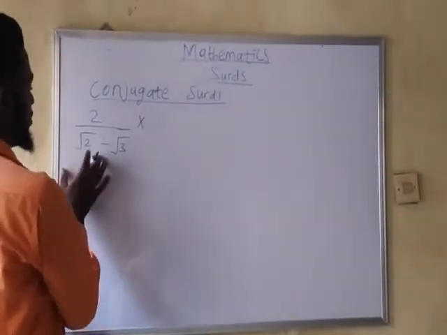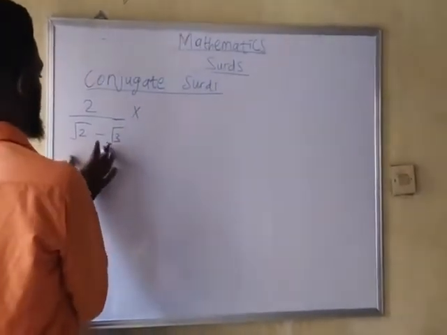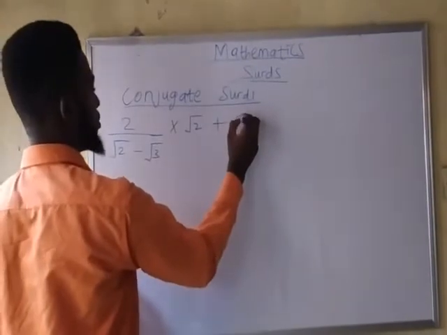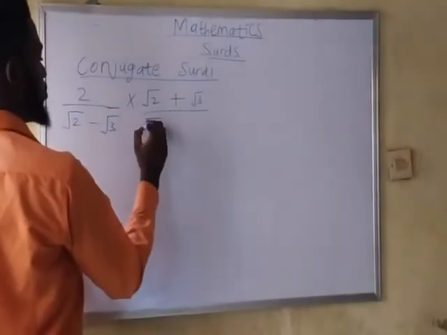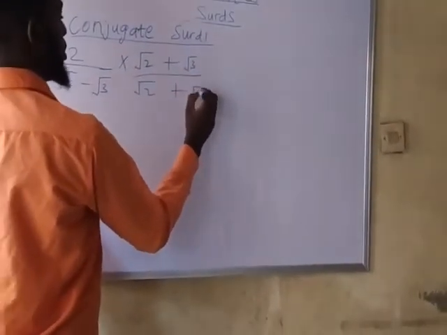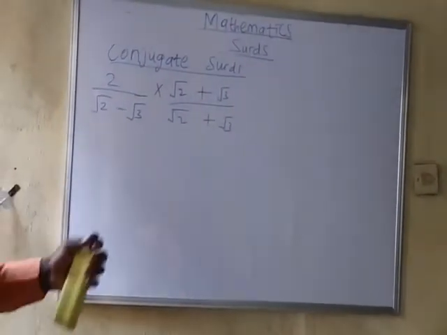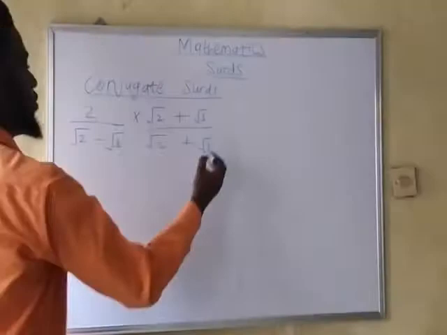So if we take the conjugate of this surd, the conjugate of root 2 minus root 3 is root 2 plus root 3, over root 2 plus root 3. This thing and this cancel out. It means we're just multiplying by 1. So let us multiply out.